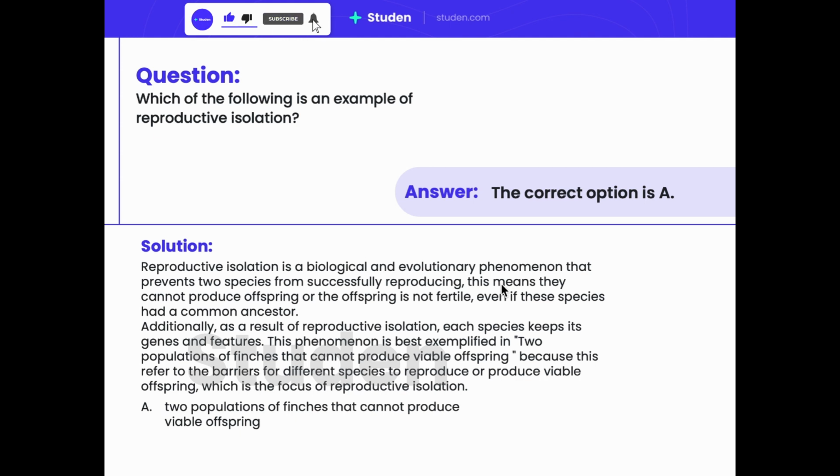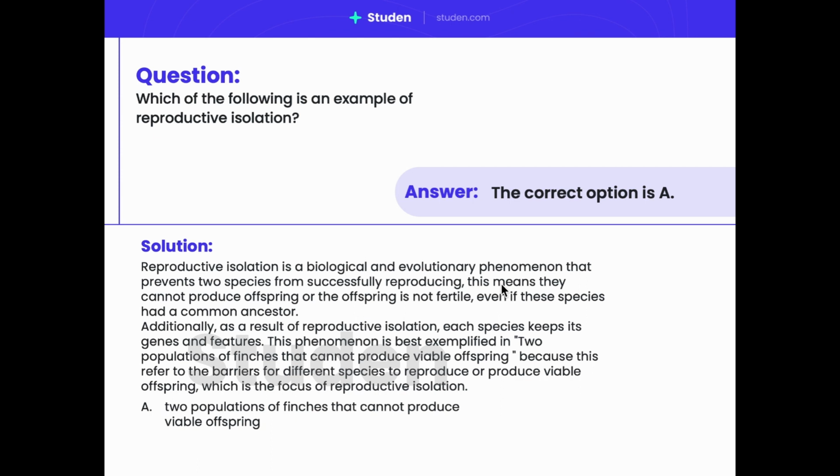So first of all, reproductive isolation is a biological and evolutionary phenomenon that prevents two species from successfully reproducing. This means that they cannot produce offspring, or the offspring is not fertile even if these species had a common ancestor. Additionally, as a result of reproductive isolation, each species keeps its genes and features.